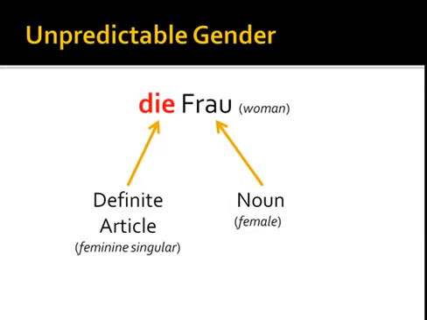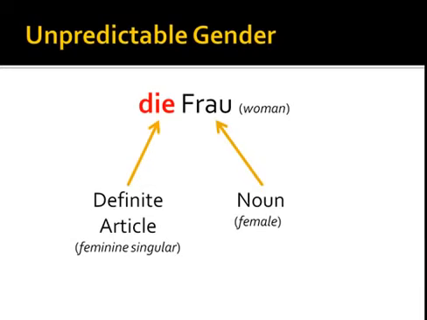Now, the same thing with die Frau. The definite article indicates that the noun that's going to be following it is going to be a feminine singular noun. And indeed, it works out that way. We're talking about a female, and it makes sense that the noun that indicates this woman is going to be a feminine singular noun. However, this way of thinking, drawing tight one-to-one connections between the language and reality, doesn't always work out.